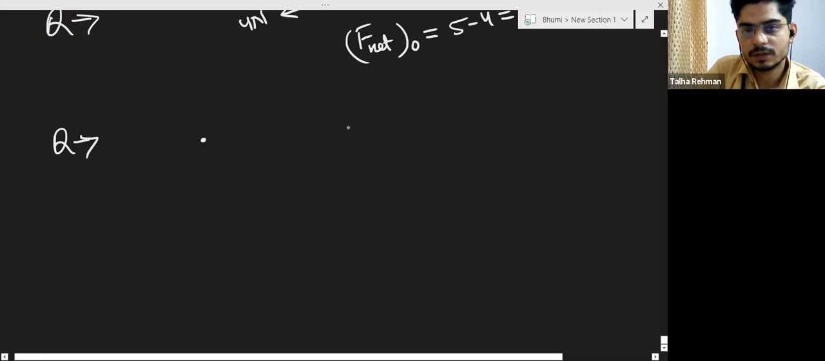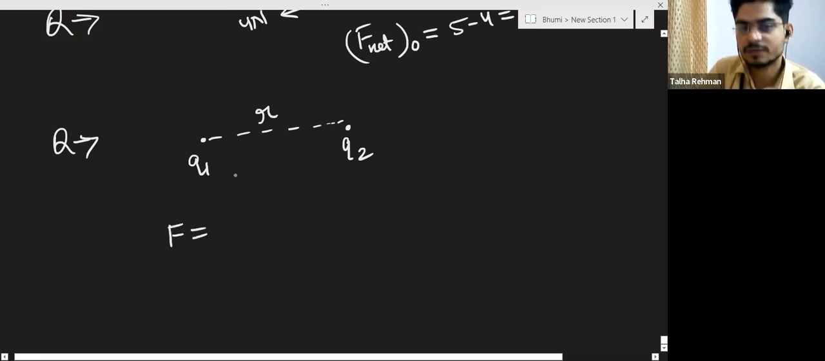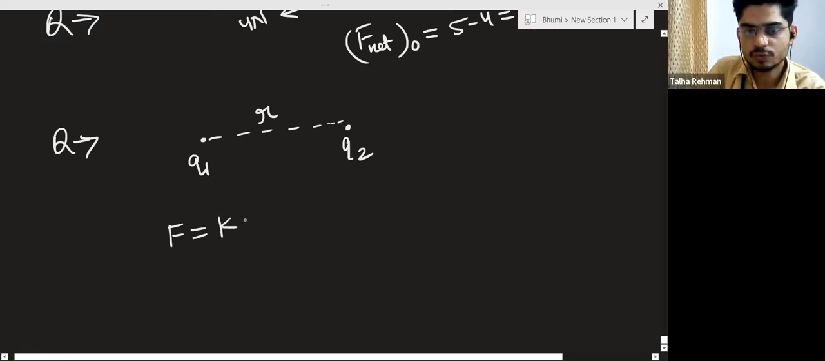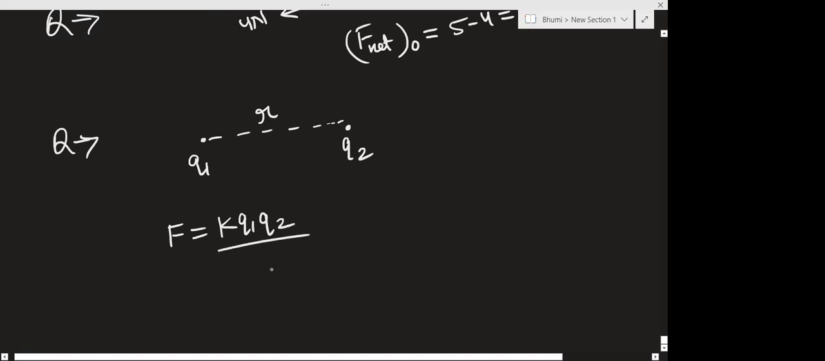And this is just, here is charge Q1, here is charge Q2, and they are separated by some distance. If I want to find the force between them, how can we calculate force? Can you tell me? K Q1 Q2 by R square. Okay, very good.